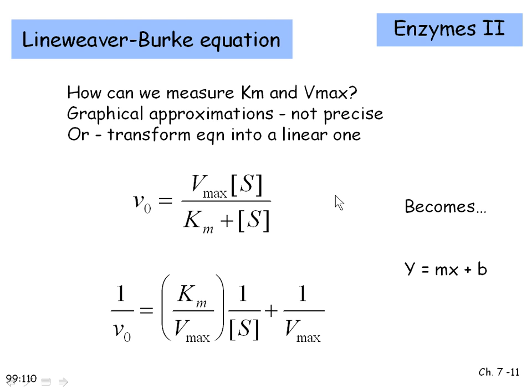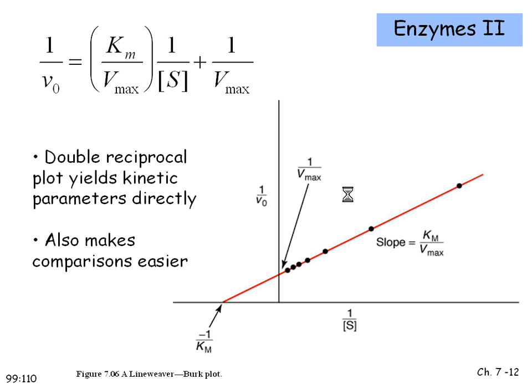So how do we measure these numbers, Km for the affinity, Vmax for the maximal rate? Obviously, we could have, wrong way.